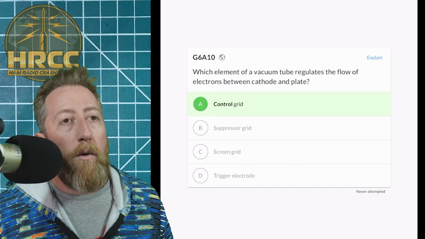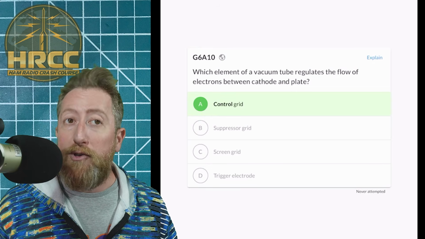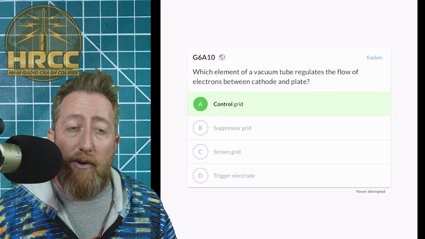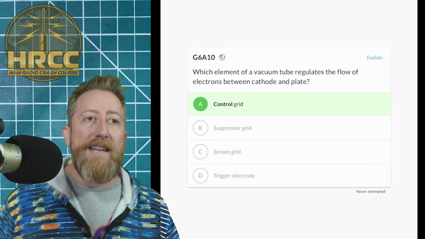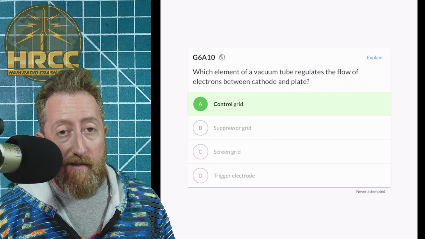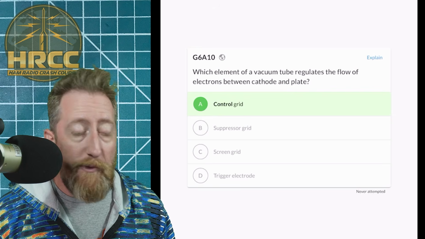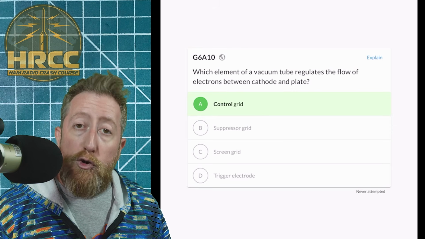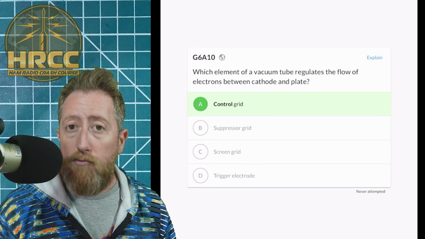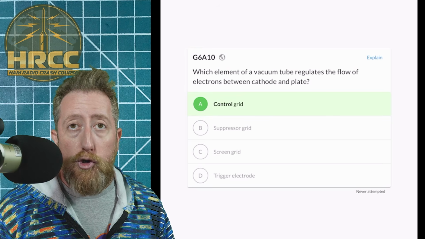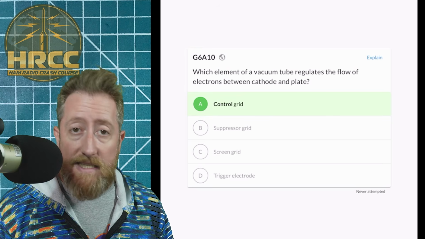Question 10, which element of a vacuum tube regulates the flow of electrons between the cathode and the plate? And that is the grid. Now, some of you are like, why are we even talking about vacuum tubes? Well, they're still quite popular in amplifiers. Tube amplifiers are still used all the time in the hobby. They are reliable. Tubes are not completely extinct.